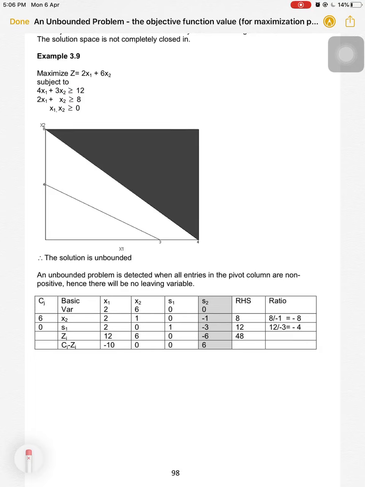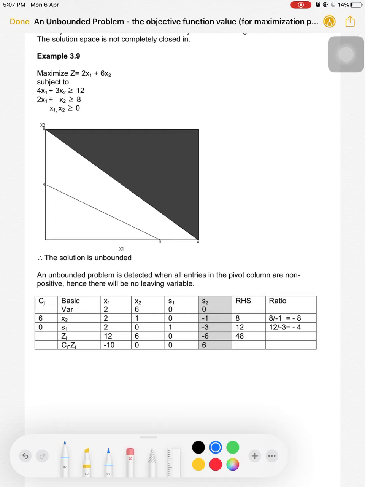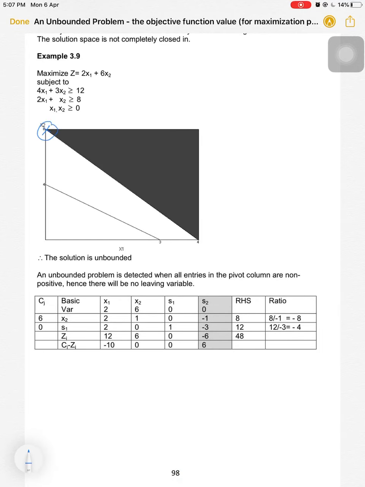So now after we plot and we identify the feasible region, we will find the optimum point. Since the objective is maximization problem, we want the point that will give us the maximum z. In this case, if you use corner point solution, there are only 2 points that bound your solution area, 1 and 2.